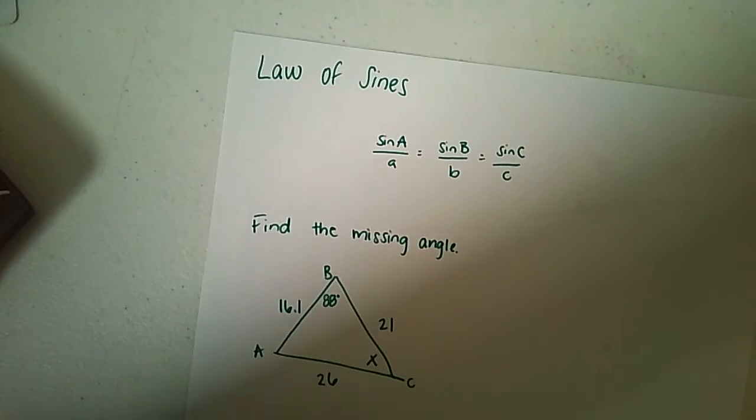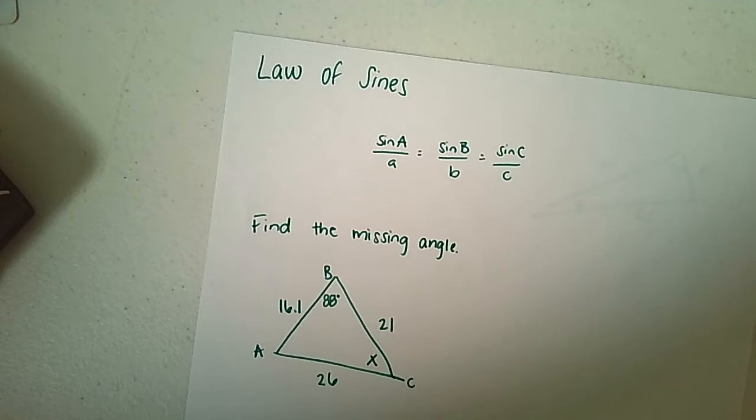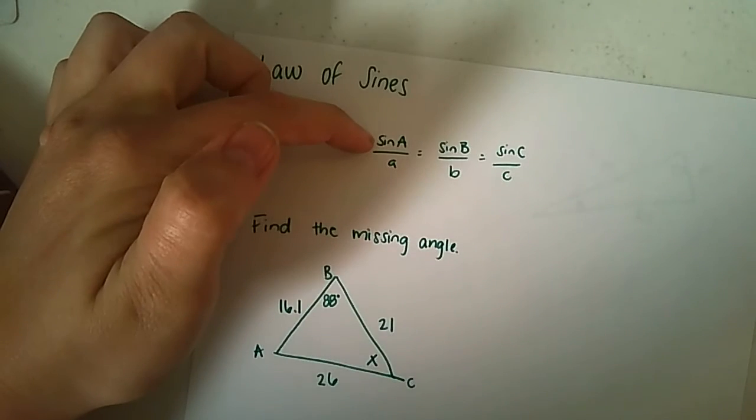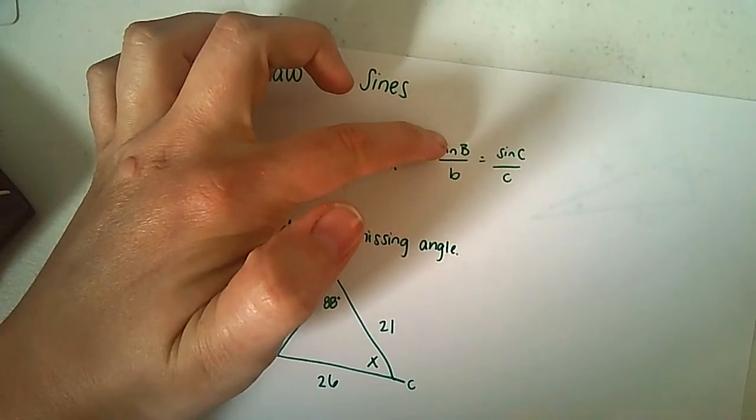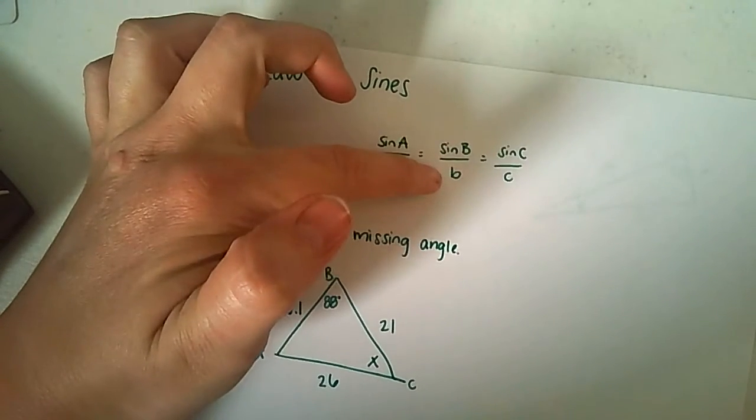All right, so the past couple of days we have started looking at non-right triangles, so triangles that don't have a right angle in them. And we started looking at the law of sines. Okay, so law of sines, remember, we have the sine of our angle over the side, which equals the sine of another angle over the side, etc.